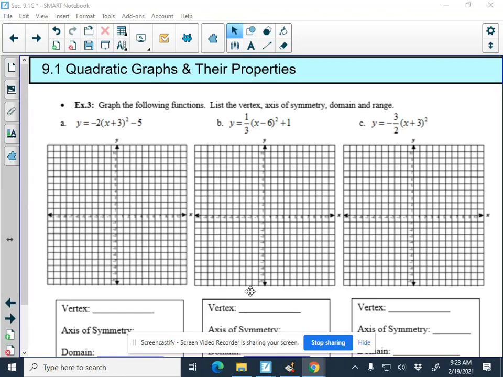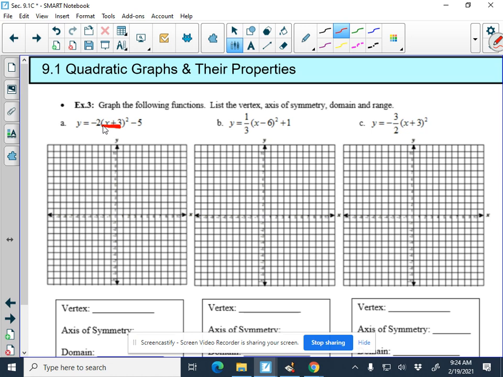Okay, so 9.1 quadratics and their graphs. We're going to learn more about graphing these. Now, yesterday we learned a little bit about how things move. So in here, one of the things I want to talk about, when things are in parentheses, we talked yesterday how it does the opposite of what you think it would do.